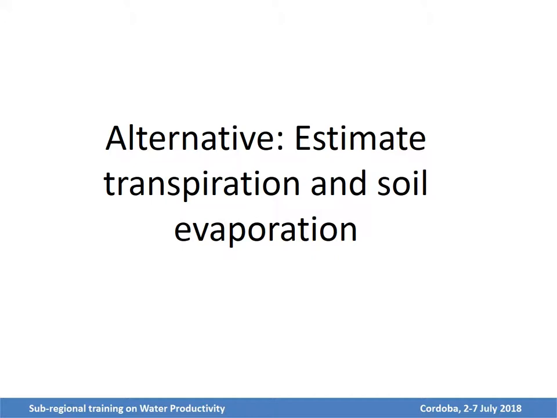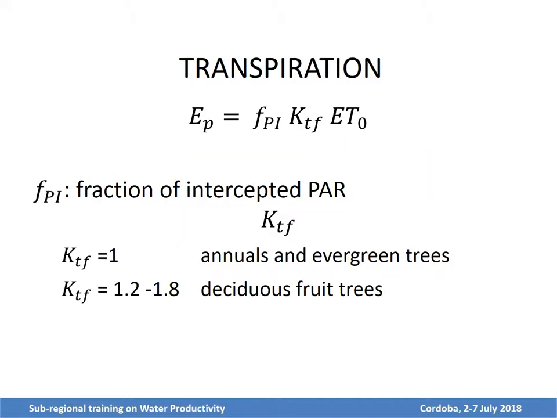The alternative to using the FAO methodology would be to estimate transpiration and soil evaporation independently. We can calculate soil evaporation using the equations that we have seen previously, and also we can calculate transpiration using an equation like this, where fIPAR is the fraction of intercepted PAR, KTF is a coefficient, and ETo is the reference evapotranspiration. The coefficient is around 1 for annual crops and evergreen trees, and between 1.2 and 1.8 for deciduous fruit trees.